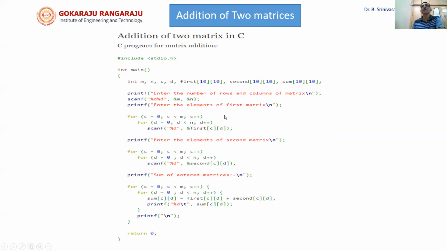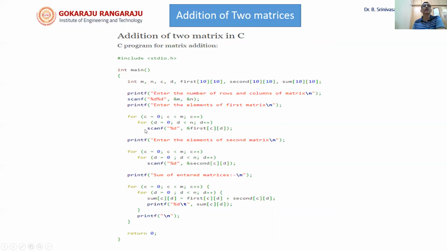Here, by using the nested for loop, we read the first matrix and we read the second matrix, and then in the next nested for loop, we sum up the corresponding elements of the two matrices, and finally we print them. This logic is implemented like this. Here we have chosen M and C, D as the row and column sizes of the matrices. First is the name of the first array, second is the name of the second array, and sum is the third array, where the sum of the first and second will be put, that is the third matrix.